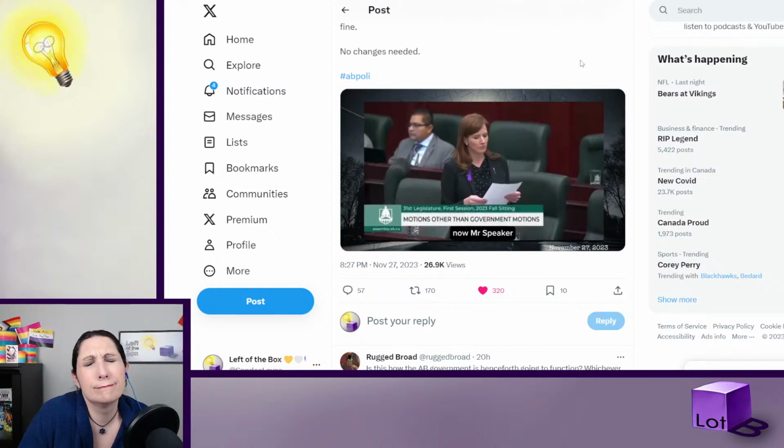Now, Mr. Speaker, our government and our partners continue to look at ways to support Alberta women with their reproductive health needs, as we have always done.